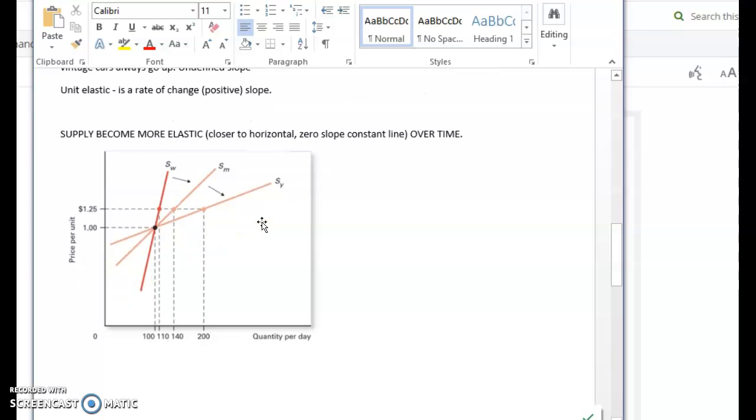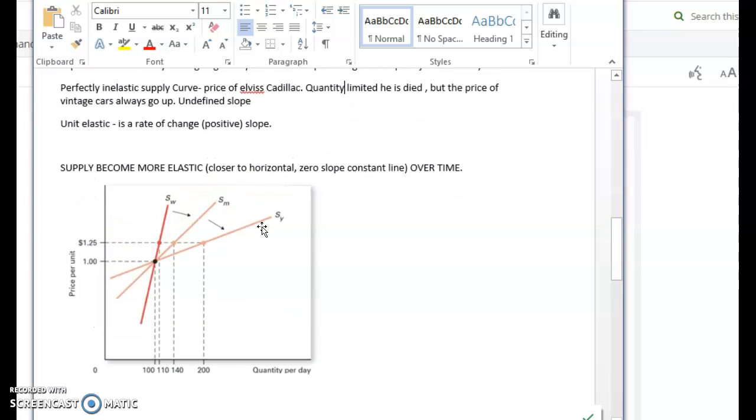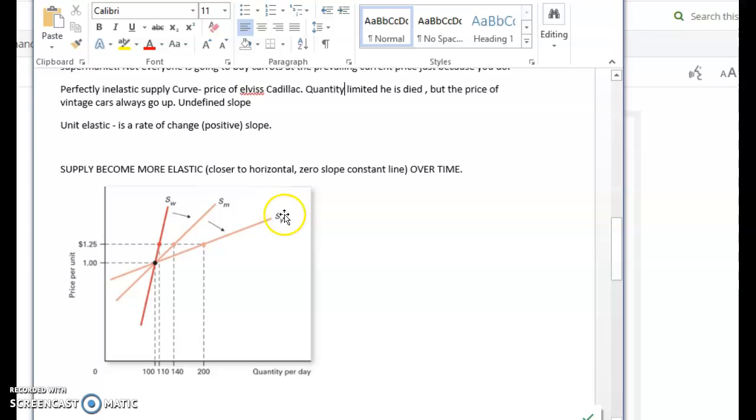So there's a lot of great examples of this in your book. I'm just thinking of things off the top of my head, but you can always come up with things. The longer you have something, there are more and easier ways for you to change the prices.